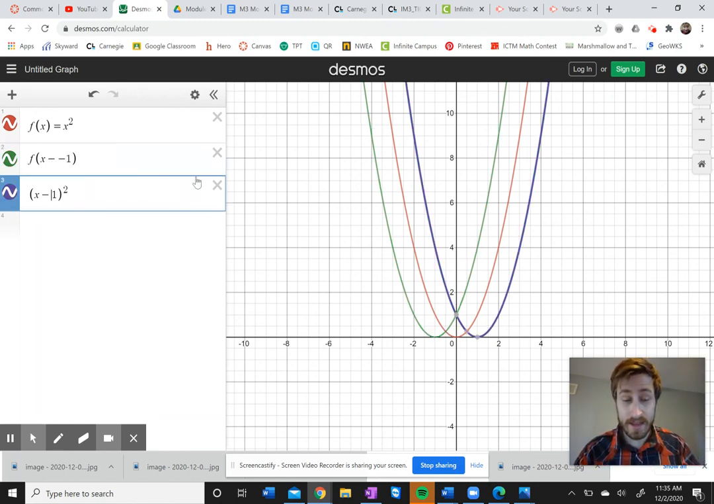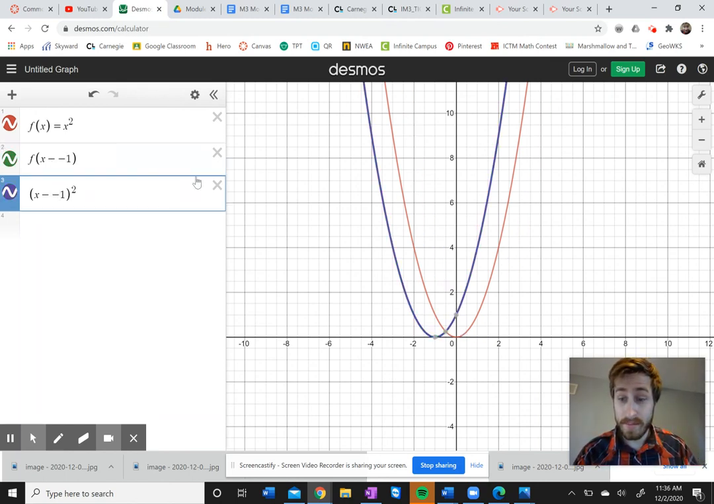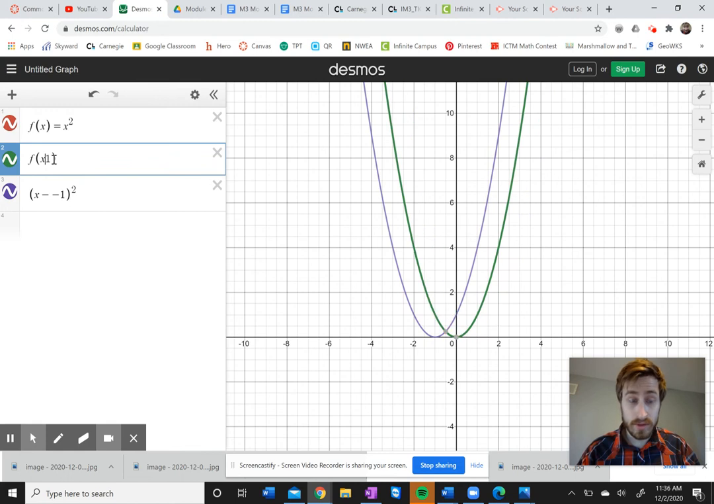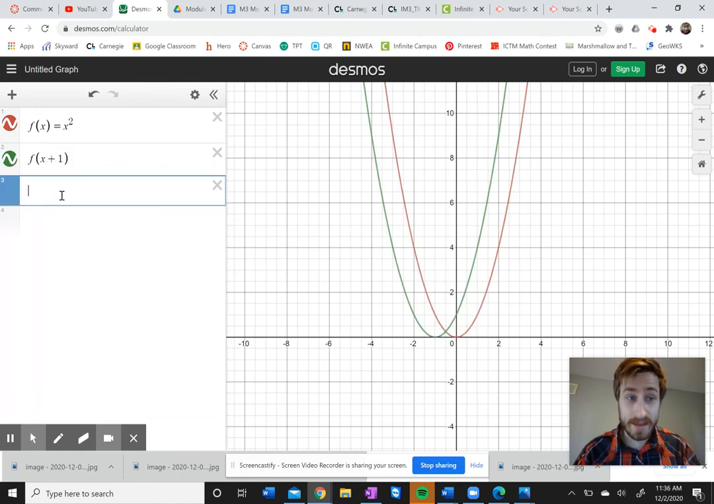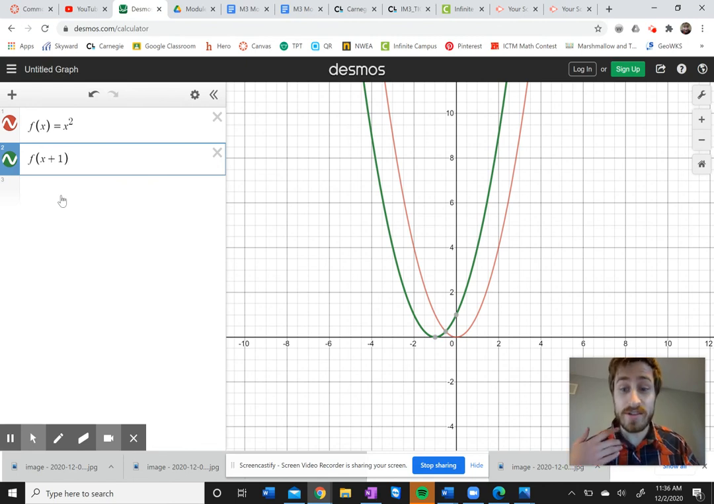If I put it on the inside, it's the same deal. It is just a substitution of function form. I replace my x with my transformation. So the moral of the story is just remember that when it's f of x plus 1, that is a change to the left.